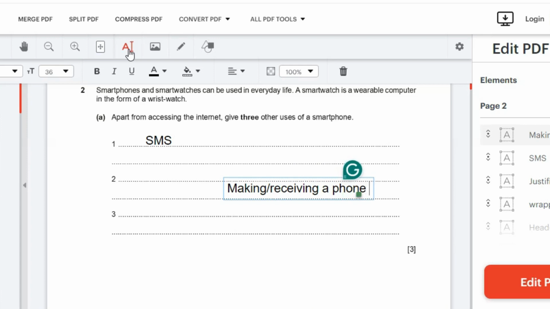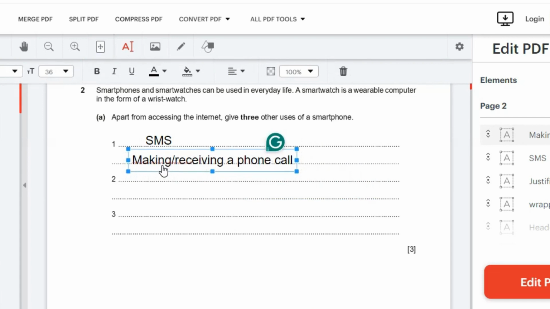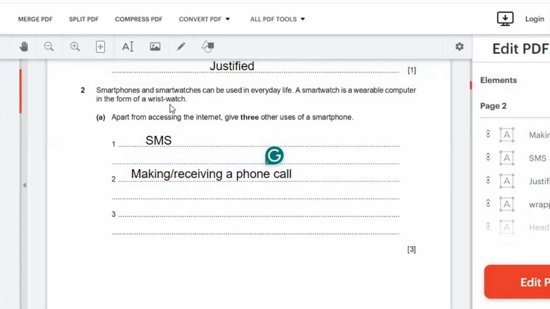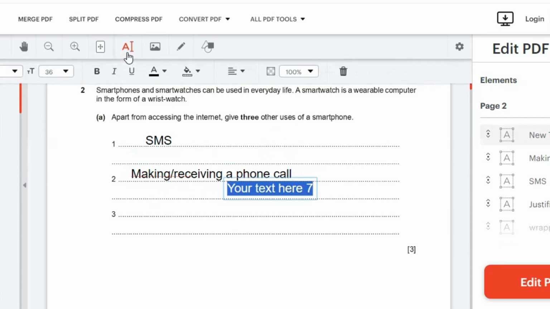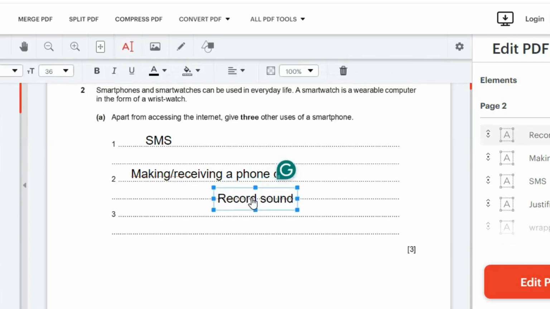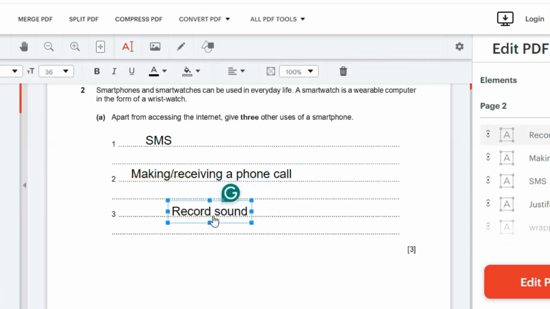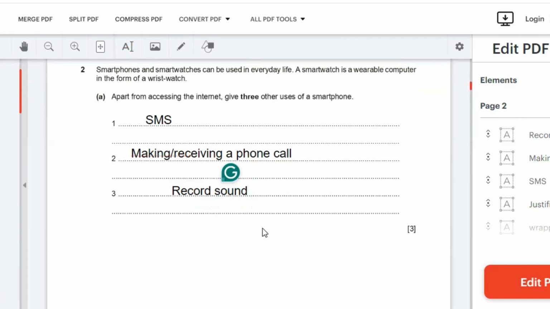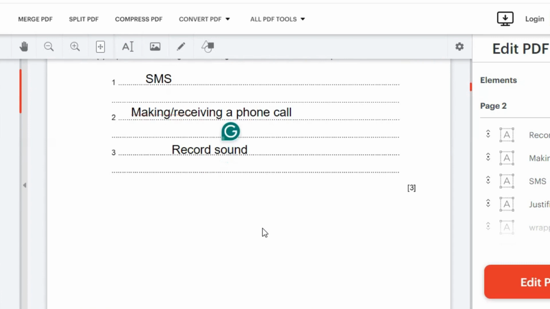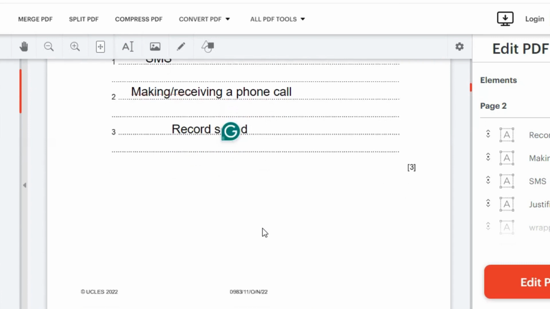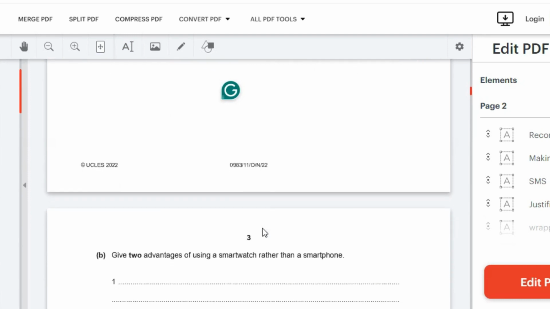All right, so what other thing do you do with your phone? Apart from SMS, making and receiving a phone call, what other thing do you do with your smartphone? Yes, that's correct. You can use it to record sound. Apart from this, we still have so many other things that we can use our smartphones for, like taking pictures, appointments or calendar. You can use it to check time. You can also use it to share files, either through Bluetooth, Xender, or whatever you wish to use.